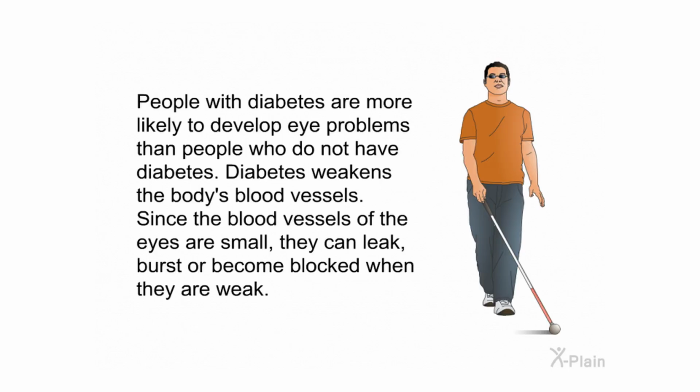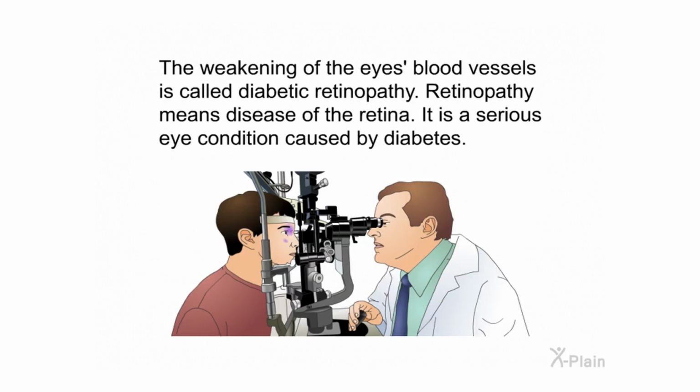Summary. People with diabetes are more likely to develop eye problems than people who do not have diabetes. Diabetes weakens the body's blood vessels. Since the blood vessels of the eyes are small, they can leak, burst, or become blocked when they are weak. The weakening of the eye's blood vessels is called diabetic retinopathy.